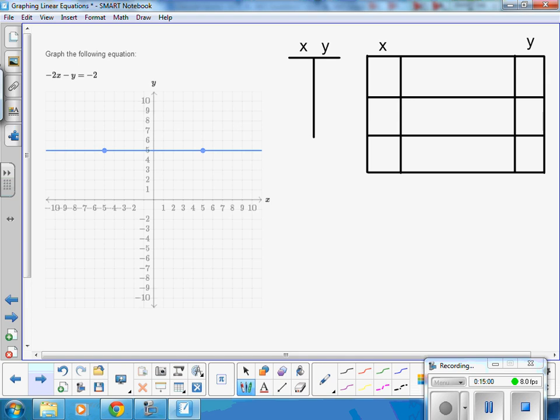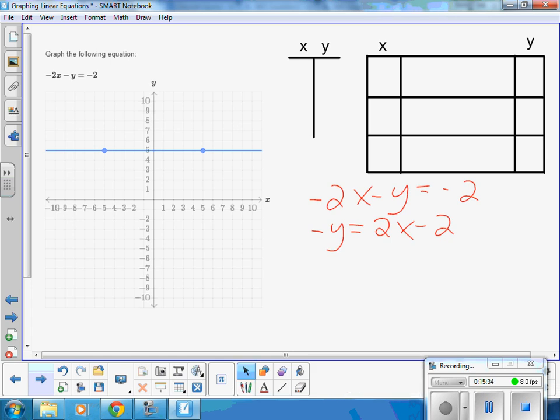Negative 2x minus y is equal to negative 2. Again, we need to rewrite this in the form y equals mx plus b. So this is going to be negative y is equal to 2x minus 2. Some people struggle with this problem at this point because they don't know what to do with that negative y out front. Because that is a negative y, I multiply everything by negative 1. Basically, I just change all the signs.